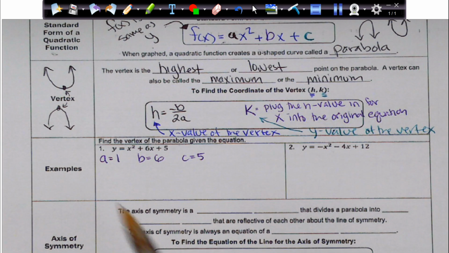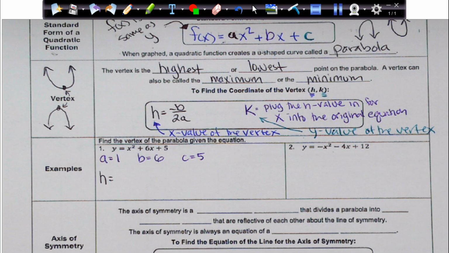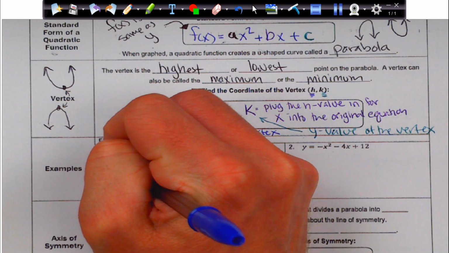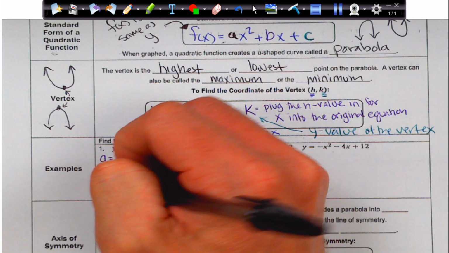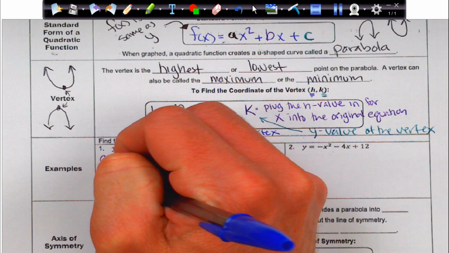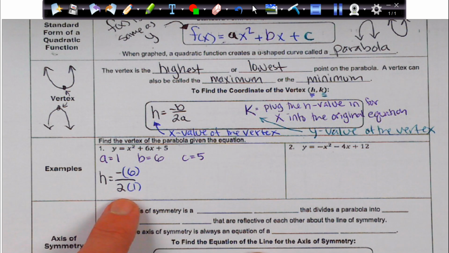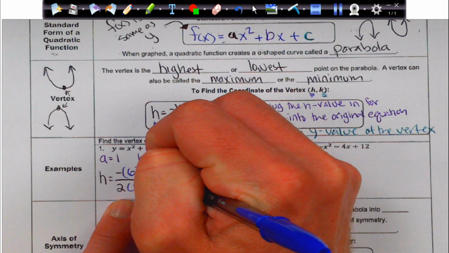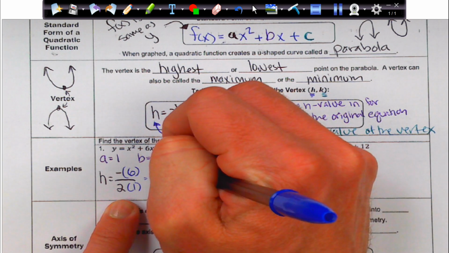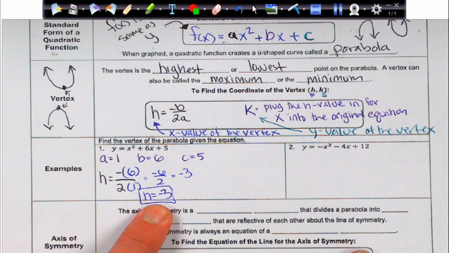Anyway, so we're going to find my h value first. So h is equal to negative b, so negative my b value, which is 6, over 2 times my a value, which is 1. Okay? So negative 6 divided by 2 is going to become negative 3. So h is negative 3. All right, so we got that piece.